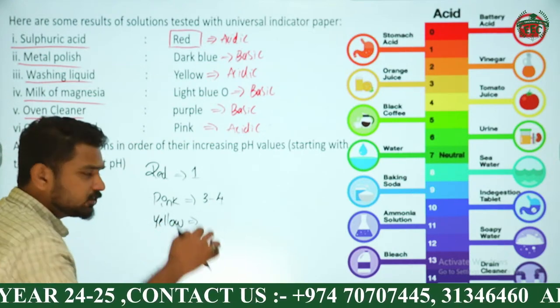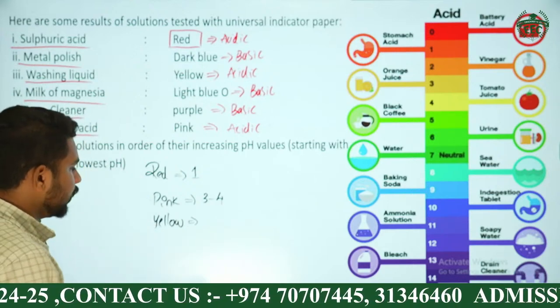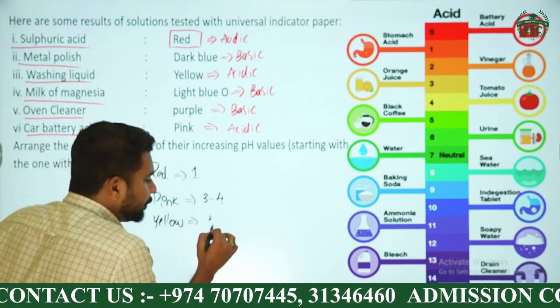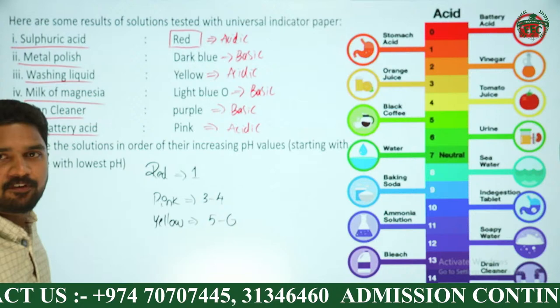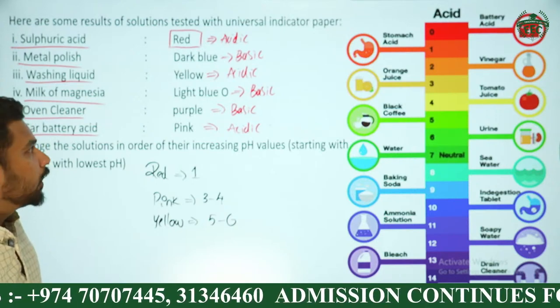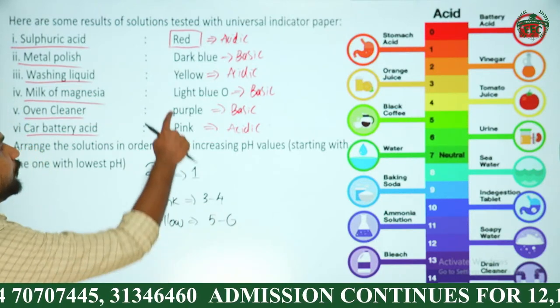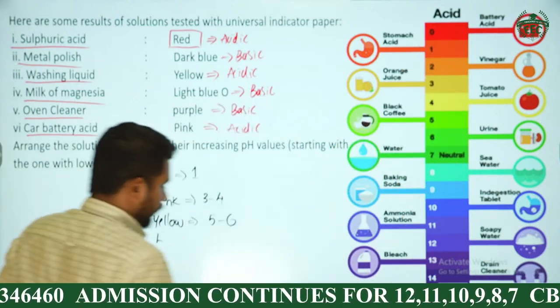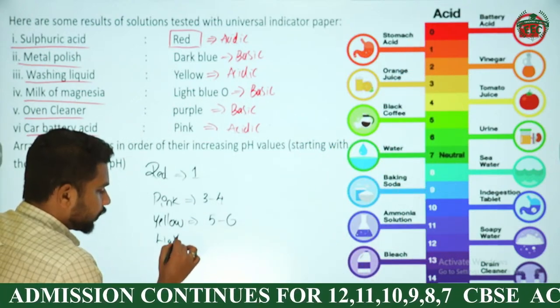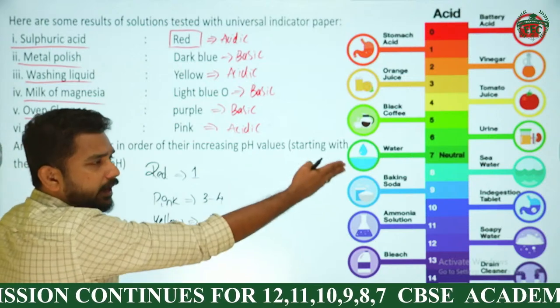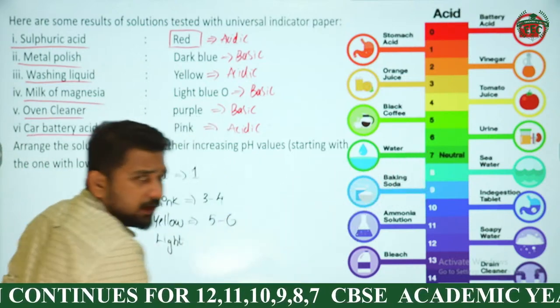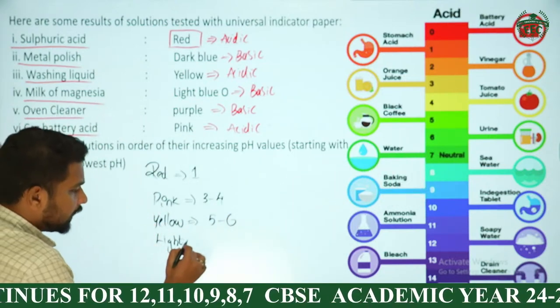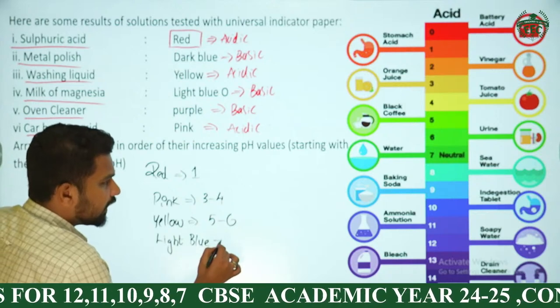If you don't know, please note it down. If it is yellow, it will be 5 to 6. And I'm writing in this order. I'm not writing the green color, but you know that green color is indicating the neutral value, that is 7.